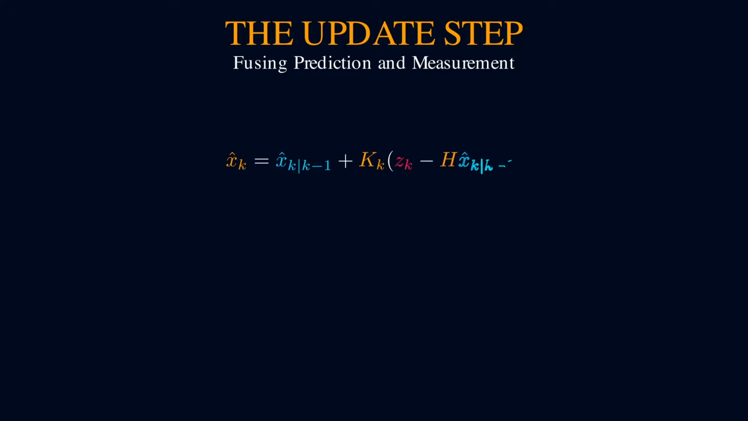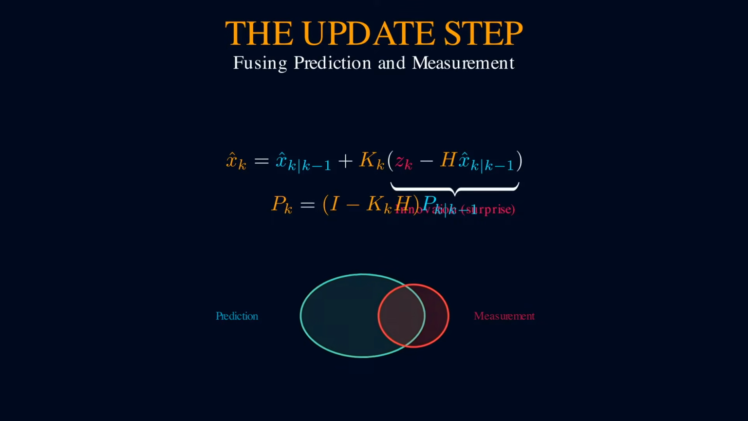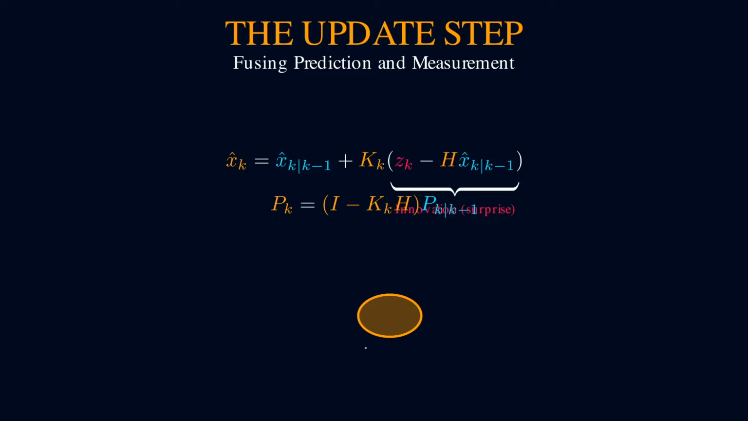Now comes the update step, where prediction and measurement are fused together. The updated state equals the prediction plus the Kalman Gain times the innovation. The innovation is the difference between what we measured and what we expected. It's the surprise. The covariance also gets updated, shrinking as we incorporate new information. Watch the visual below. The large cyan prediction ellipse and the pink measurement circle merge into a much smaller orange ellipse. This is the key insight: by combining both sources, we get an estimate that's better than either one alone.